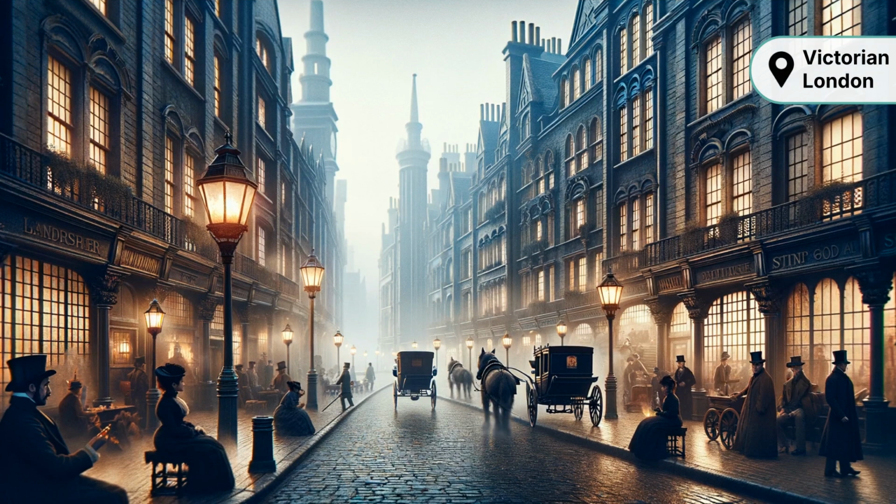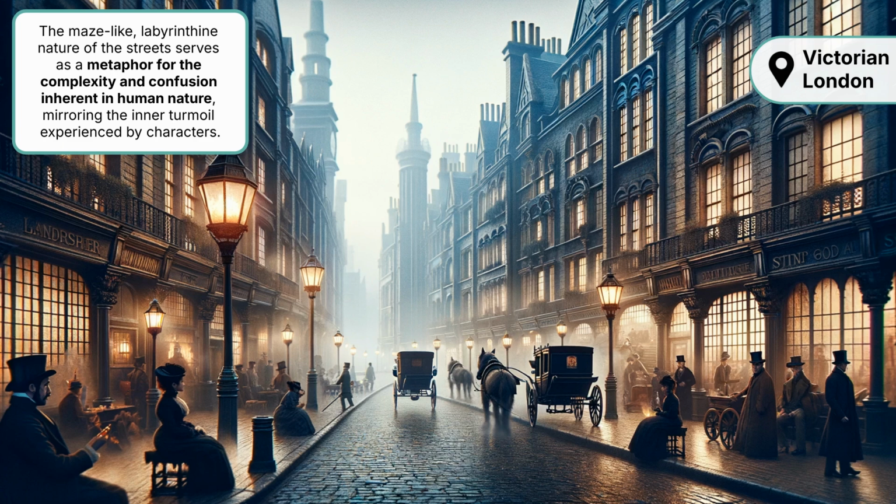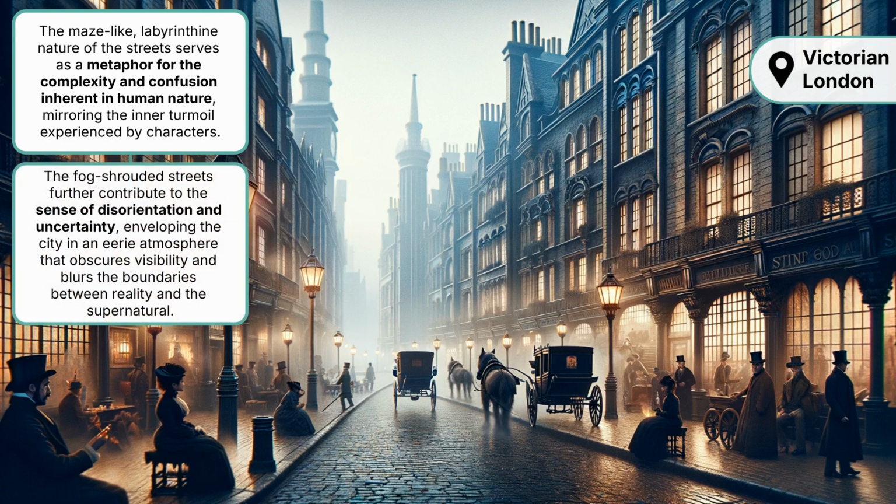The setting of Victorian London in Dr. Jekyll and Mr. Hyde plays a crucial role in shaping the atmosphere of the novella, reflecting the themes of mystery, secrecy, and moral ambiguity. The maze-like, labyrinthine nature of the streets serves as a metaphor for the complexity and confusion inherent in human nature, mirroring the inner turmoil experienced by characters such as Dr. Jekyll and Mr. Hyde. The fog-shrouded streets further contribute to the sense of disorientation and uncertainty, enveloping the city in an eerie atmosphere that obscures visibility and blurs the boundaries between reality and the supernatural.